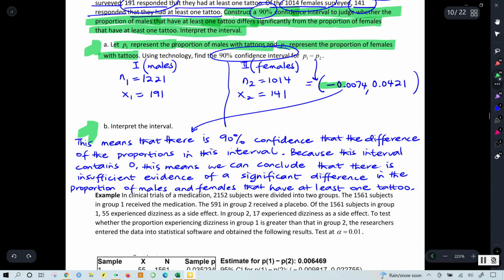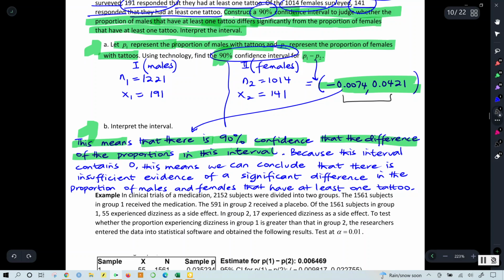The interpretation of this interval is as follows. It's a 90% confidence interval for the differences. So this means that there is a 90% confidence that the difference of the proportions is in this interval. Please note immediately that this interval goes from a negative number to a positive number, which means it crossed what? 0. 0 lies in this interval or in this range of numbers.